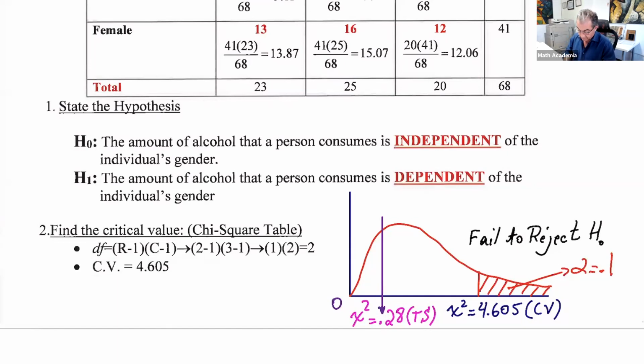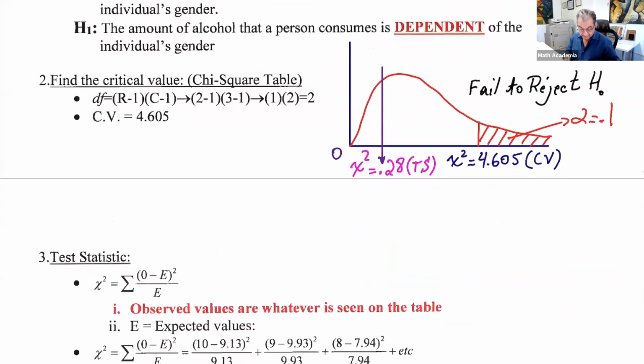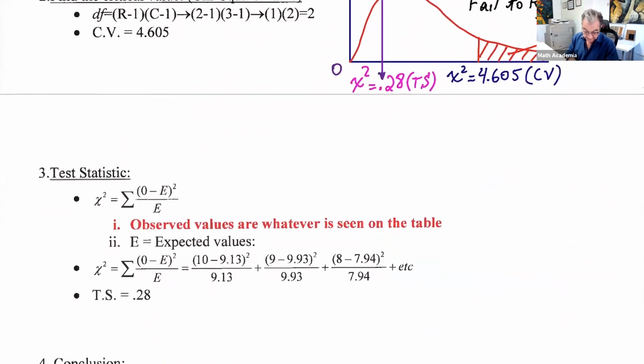So there we go, 4.605, that's the critical value, and it's a right-tailed chi-square test. We already said that. Then you have to find the test statistic. The test statistic, chi-squared equals the sum of O minus E squared, divided by E. And I put the note here for you. Observed values are whatever is seen on the table, and E are the expected values which we calculate.